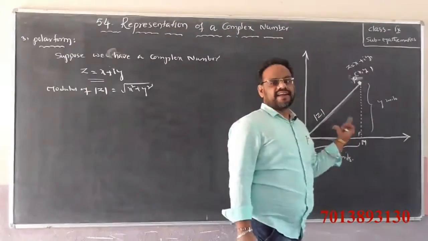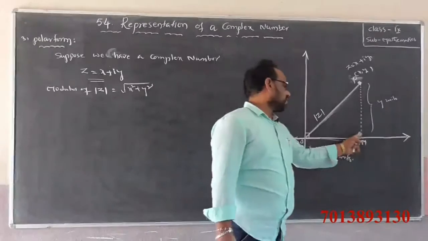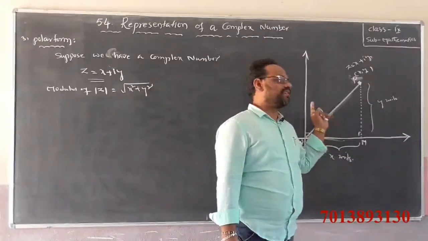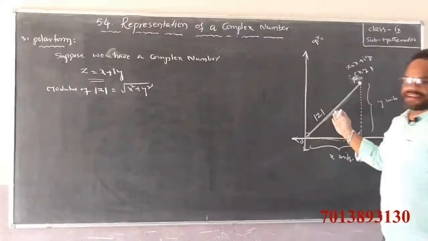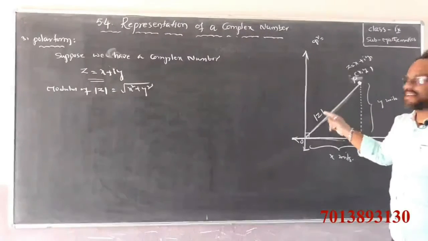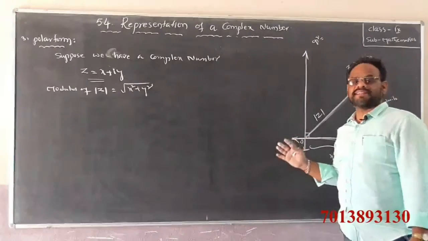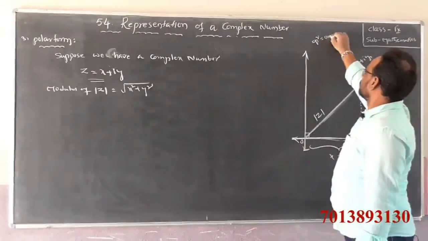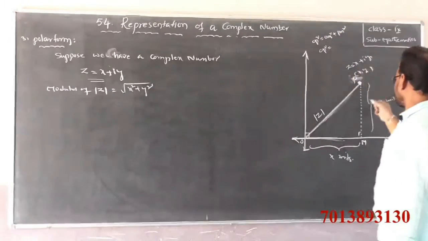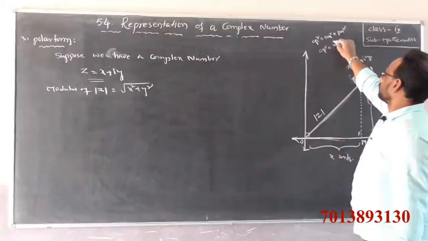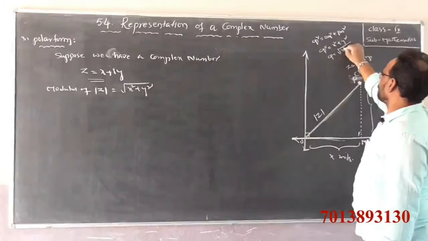This is a right angled triangle, so by Pythagoras theorem, the square of the hypotenuse, the side opposite the right angle, is called the hypotenuse. So OP square is equal to the sum of the squares of the remaining two sides, OM square plus PM square. OM is X and PM is Y, so OP square is X square plus Y square. We want OP, so OP is equal to the square root of X square plus Y square.